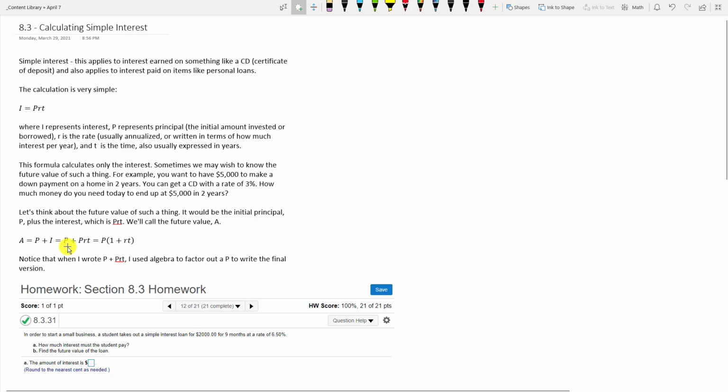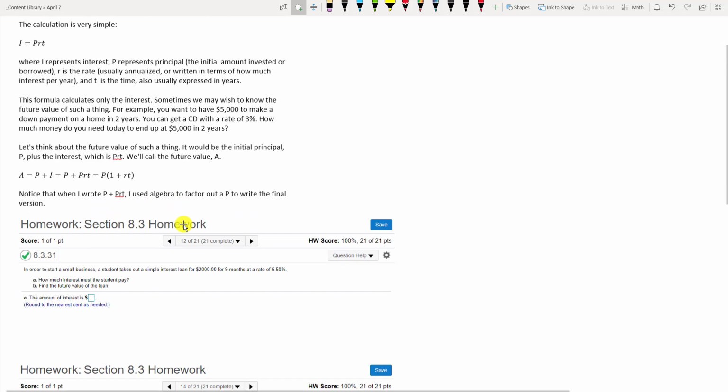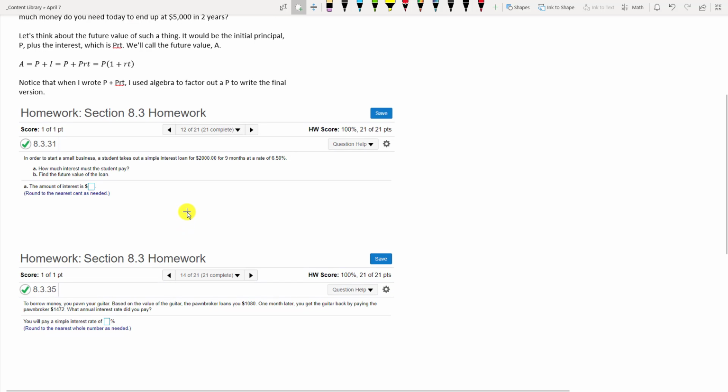And so here, we do a little algebra step, and algebra says we can factor out something that's common to both pieces, and there's a P here, and there's a P here. So you can say P goes into P one time, and P goes into PRT, RT times, and so we can put the P on the outside with parentheses. So if you see that future value equation, that's where it comes from. You take your principal times 1 plus your rate times your time. So let's come down and work some examples and see how this works.